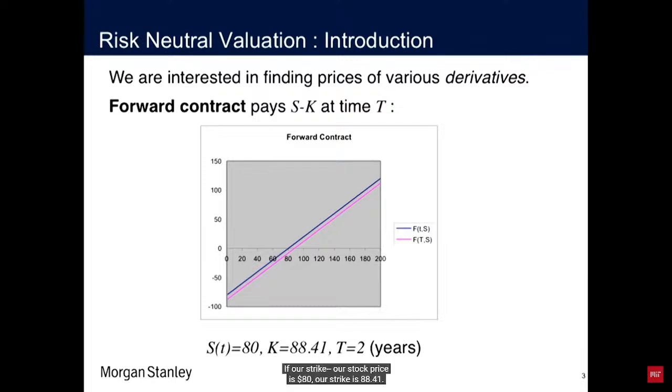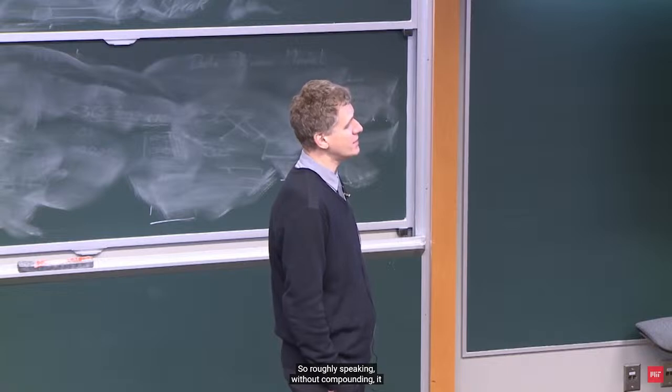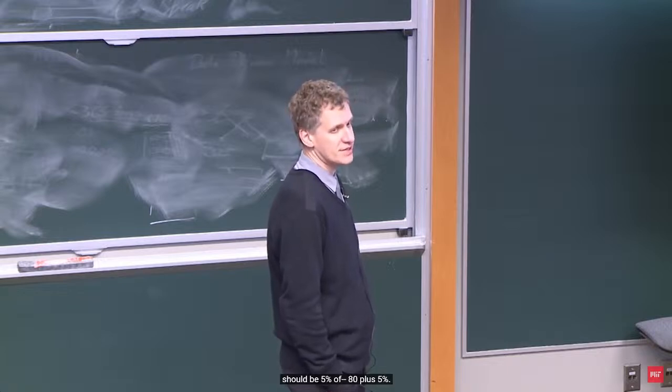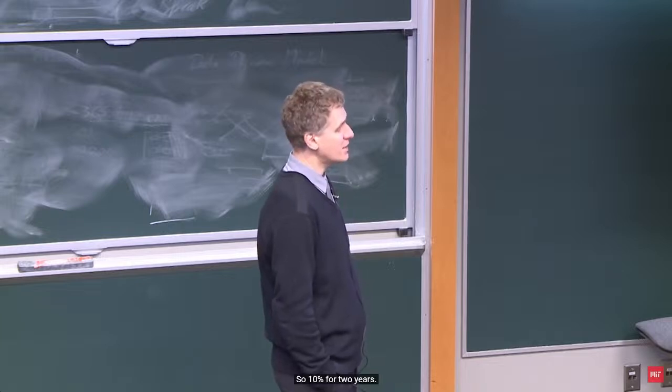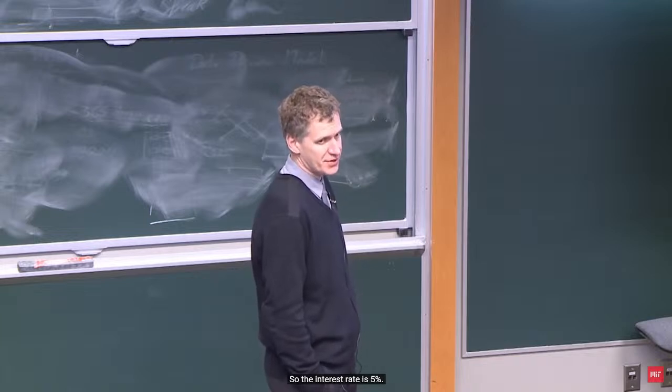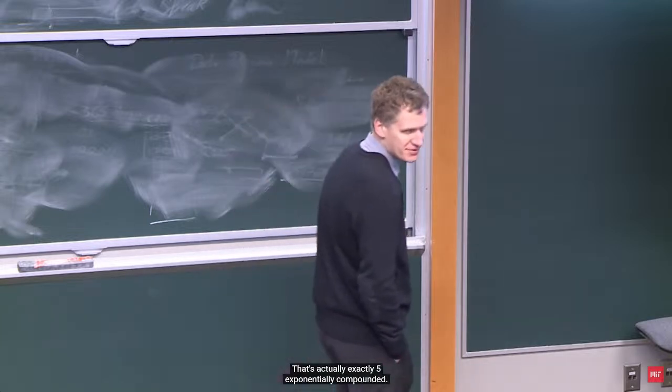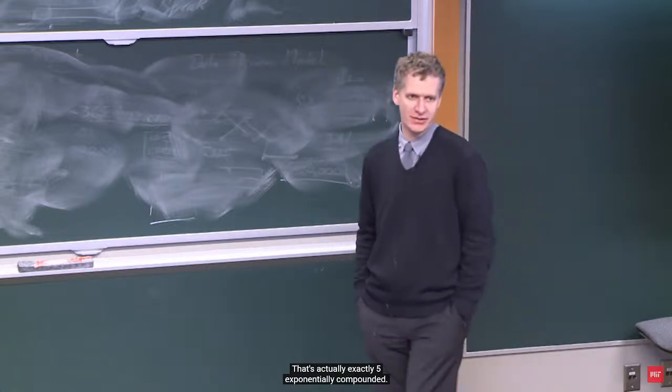If our stock price is 80, our strike is 88.41, and the expiry is in 2 years, approximately 2.5. So in 2 years it will be 5%. So roughly speaking, without compounding, it should be 5% of 80 plus 5%. It would be 84. A little more than 10%. So 10% for 2 years. So the interest rate is 5%. Yeah, that's actually exactly 5% but exponentially compounded.